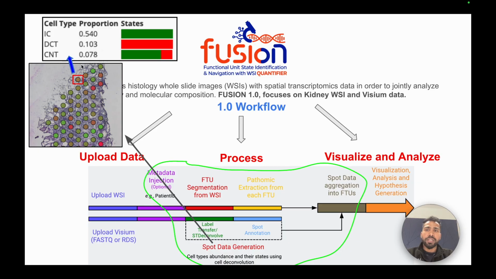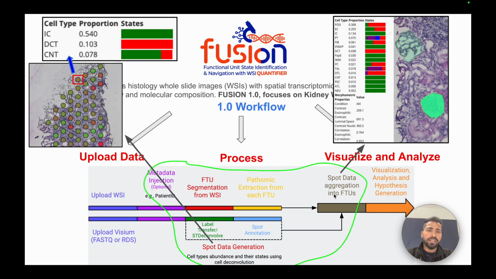Once we have this molecular data from the spots, we do spatial aggregation, where we take the molecular data from the underlying spots and aggregate them at the FTU level. Now those molecular data from spots are aggregated into this glomerulus, and we can see those cell types, proportions, and states for these glomeruli, as well as those 72 morphometric features that we extracted.